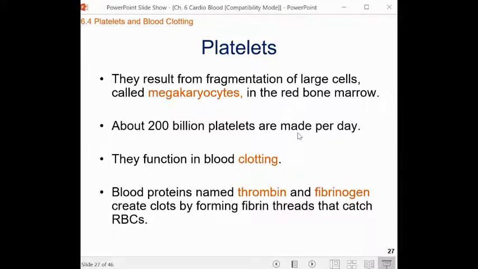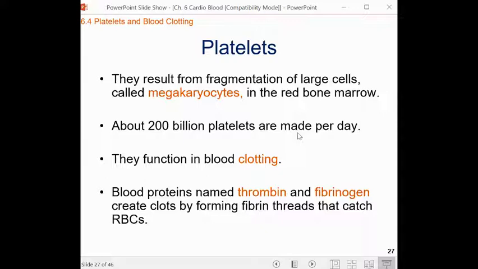The second piece that we wanted to talk about in this section is the platelets. So what happens if you get a cut? How do you keep from bleeding to death? And so platelets come into play here. They're the result from the fragmentation of large cells called megakaryocytes in the red bone marrow. There's about 200 billion platelets that are made each day, and they function in blood clotting.